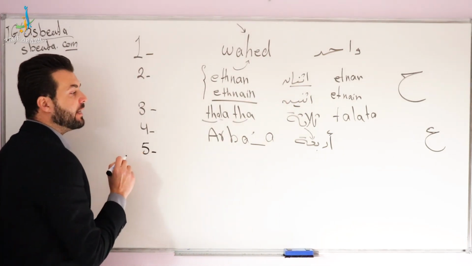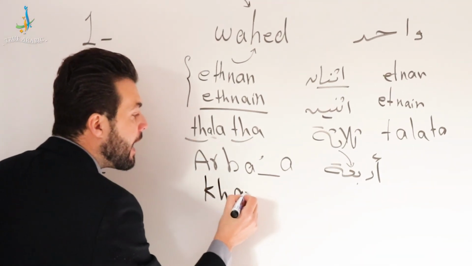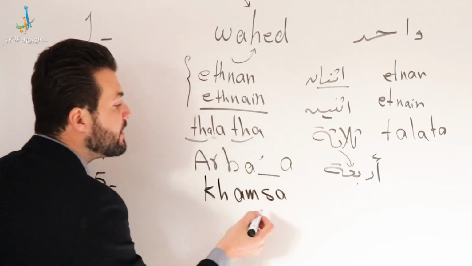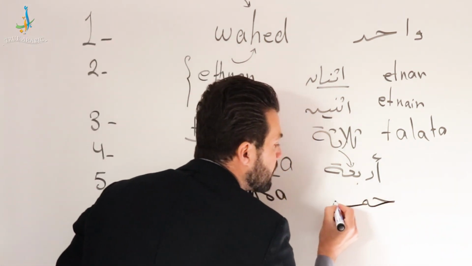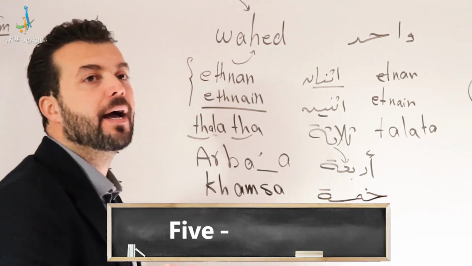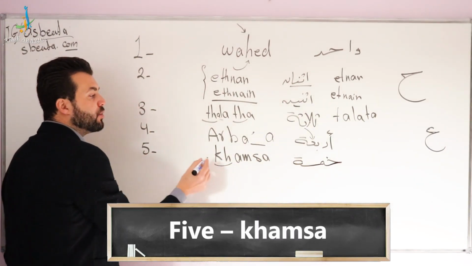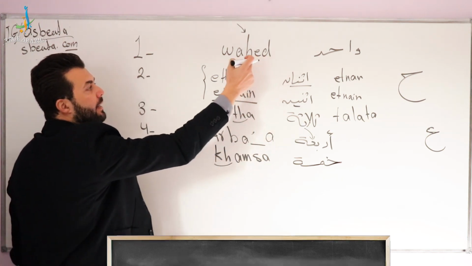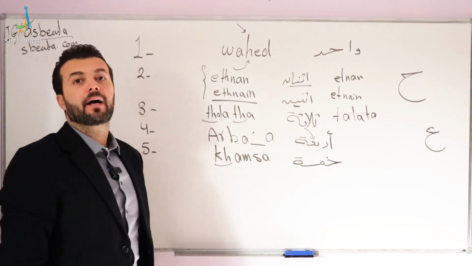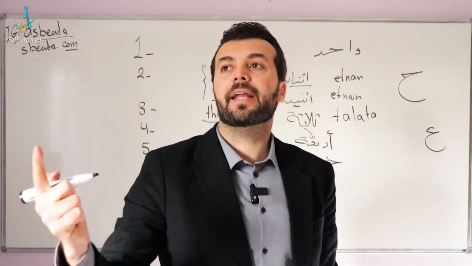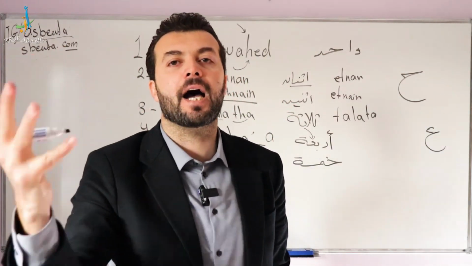Right. So let's go to number 5. Number 5 is easy. We say kh. Khamsa. We write it this way. KH replaces the kha. So khamsa. واحد اثنين ثلاثة أربعة خمسة. Very easy.